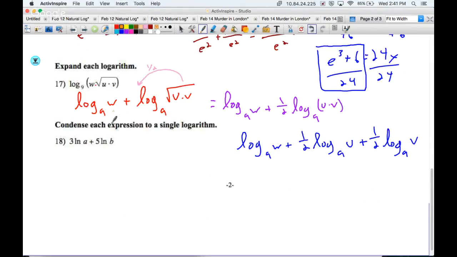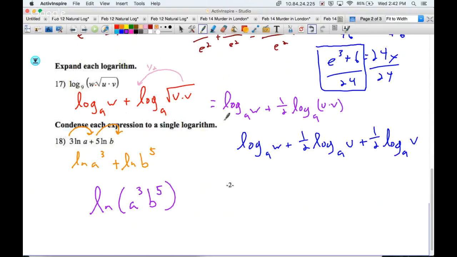I've got to condense this into a single logarithm. These coefficients need to become exponents on our variable. So this is going to become ln a to the third plus ln b to the fifth. Now that these are being added, we want to multiply them to write them with a single logarithm. So this becomes the natural log of a to the third times b to the fifth. And we're done with that.